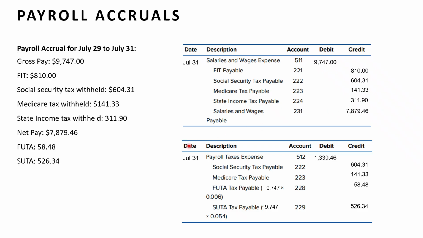Next, we record the second journal entry to accrue for the employer share of the payroll tax expenses by debiting account 512 for $1,330.46 and crediting all liability accounts. Social Security tax payable, account 222, $604.31, Medicare tax payable 223 for $141.33, FUTA tax payable in account 228 for $58.48, and SUTA tax payable in account 229 for $526.34.